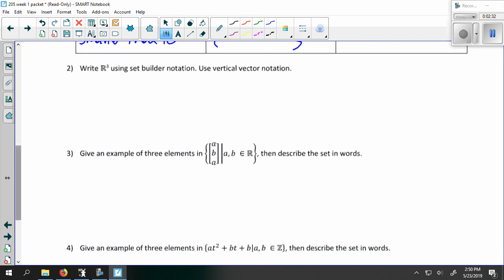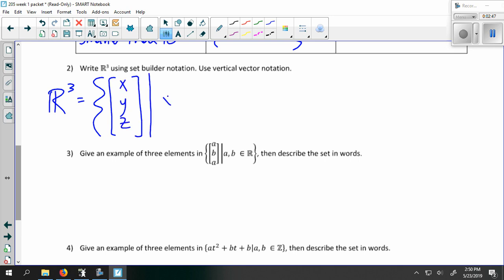Number 2, write R3 using set builder notation using vertical vector notation. So R3, that is the set of all 3 entry vectors x, y, z, such that x, y, and z are elements of the real numbers.